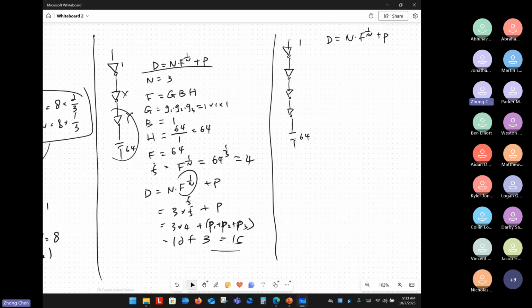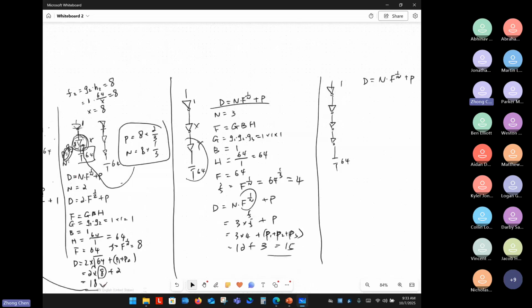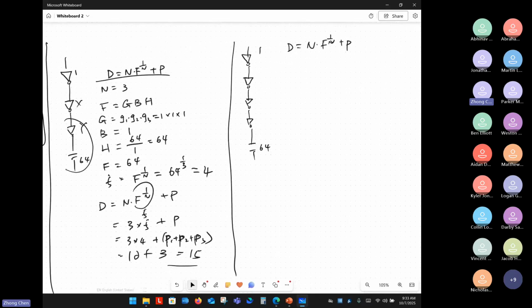The best delay time for any given stage will be the number of stages multiplied by the best stage effort, plus the total parasitic delay. So we still need to calculate the best stage effort in this circuit. In this case, the number of stages is equal to 4; previously it was 3.